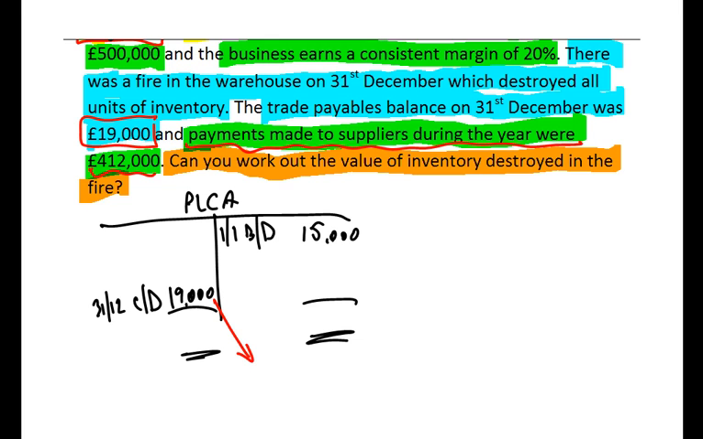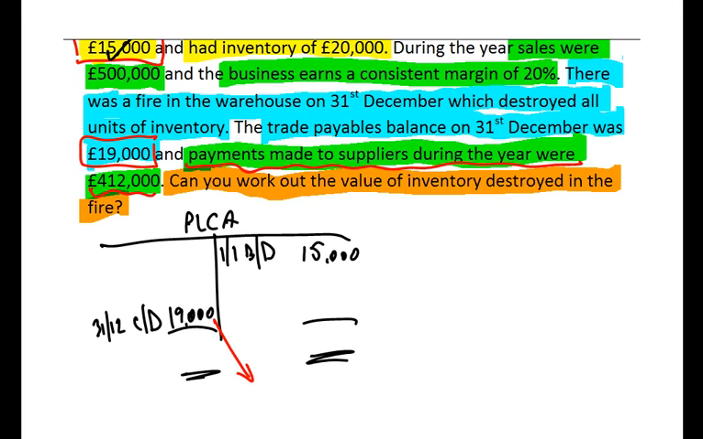So remember that the closing balance or the carried down balance at the end of the year will always go on the opposite side to the opening balance. So I've got my 15,000 and my 19,000 in. The other figure that would affect the purchase ledger control account is the payments made to the suppliers. If you make a payment to your suppliers, that reduces what you owe them. And so we therefore have a debit entry on the purchase ledger control account.